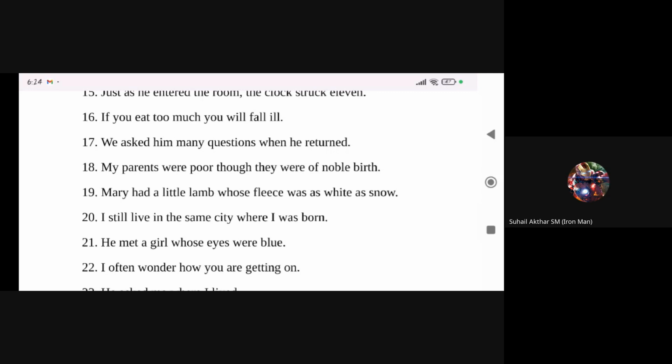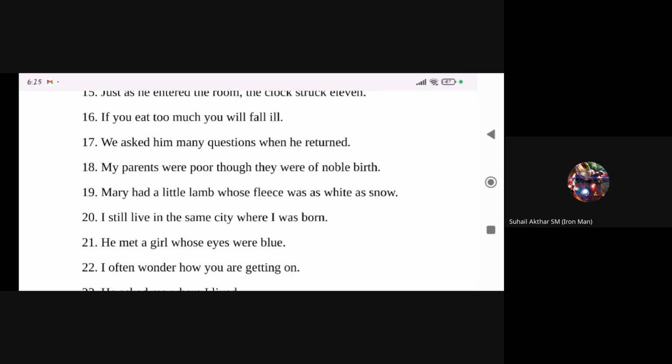Adverbial, right? Adverbial, because it's expressing condition. It gives you a condition. So anything that expresses a condition is again going to be adverbial in nature. So, "Though they were of noble birth," again adverbial.